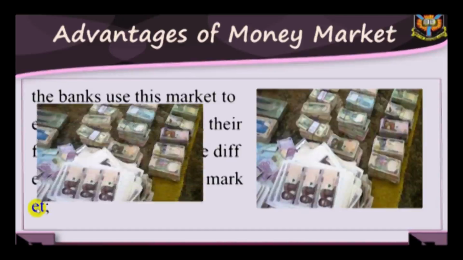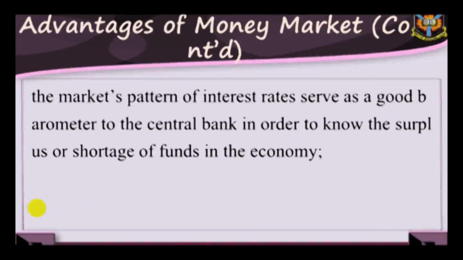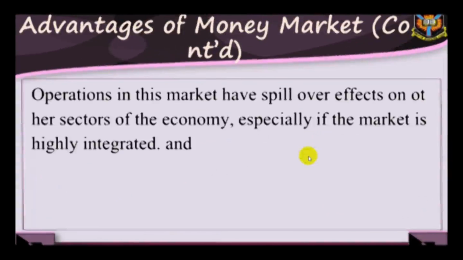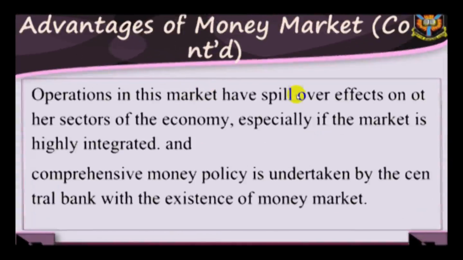D. The market's pattern of interest serves as a good barometer to the central bank in order to know the surplus or shortage of funds in the economy. E. Operations in this market have spillover effects on other sectors of the economy, especially if the market is highly integrated. Thus, it spreads the effects of monetary policy. And F. Comprehensive monetary policy is undertaken by the central bank with the existence of money market.